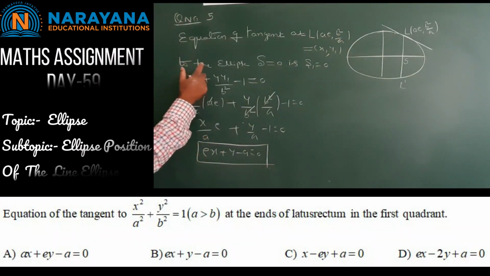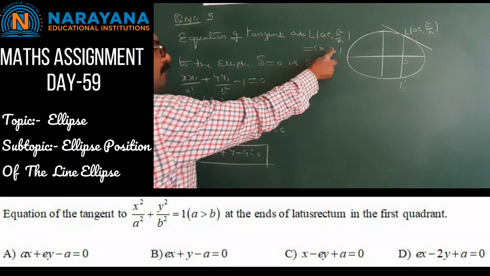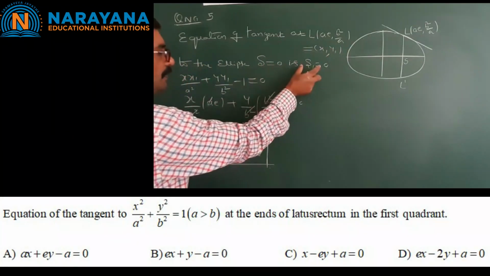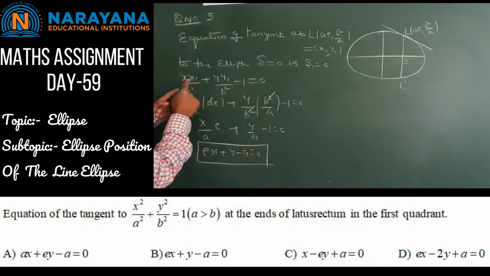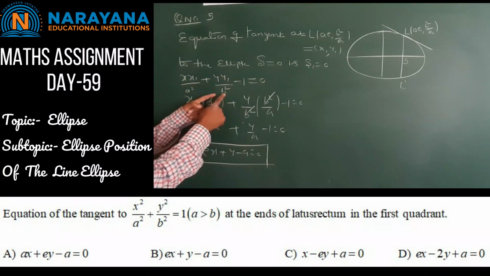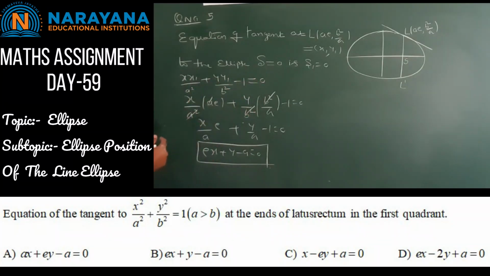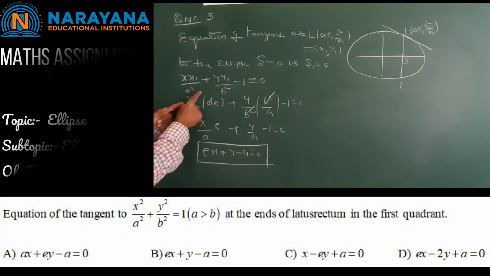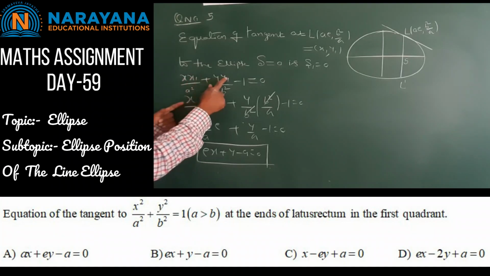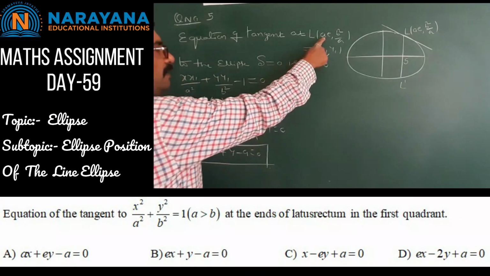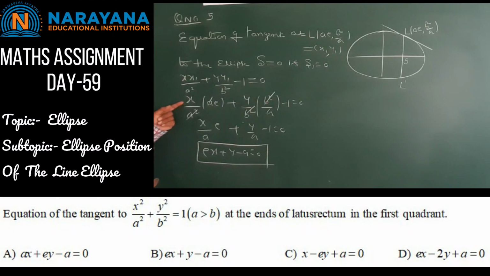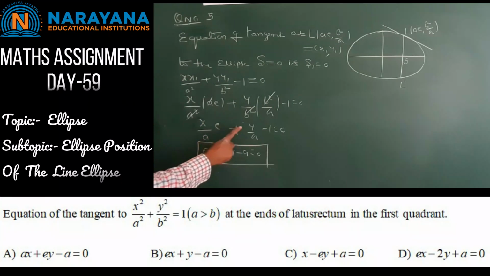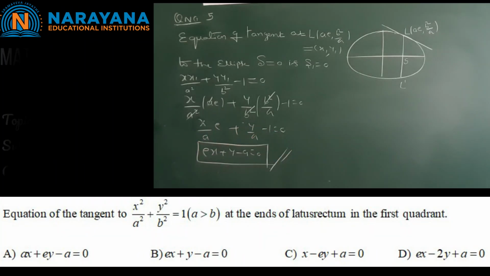We have to find the equation of the tangent at (x1, y1) to the ellipse S = 0, which is S1 = 0. This becomes x x1 by a square plus y y1 by b square minus 1 is equal to 0. After simplification, wherever x1, y1 is there, we take it as (ae, b square by a). So therefore, this becomes x by a into ae plus y by a minus 1. This is the required answer.